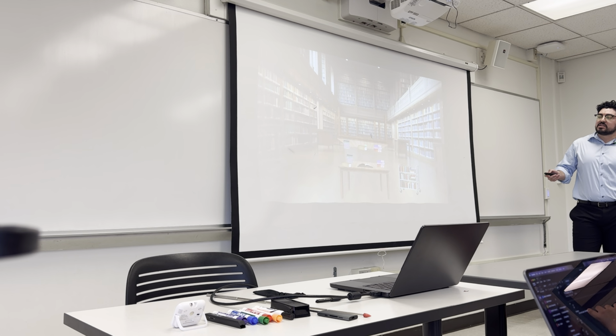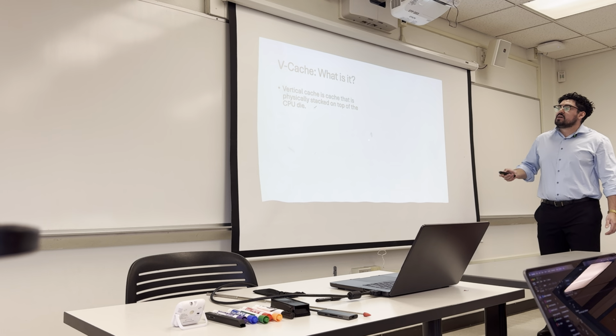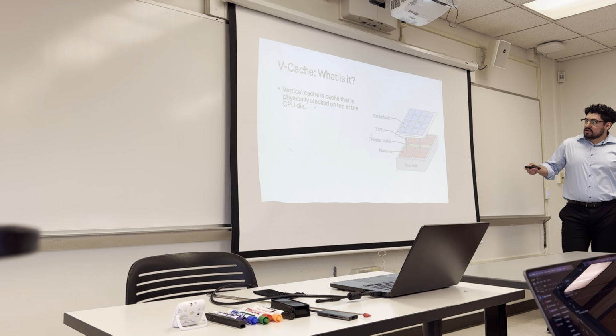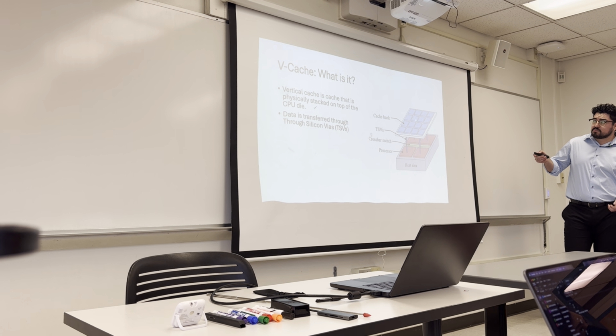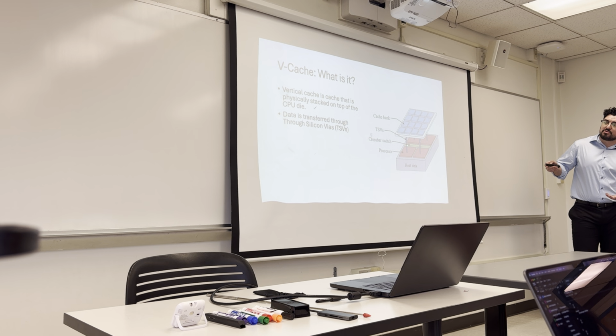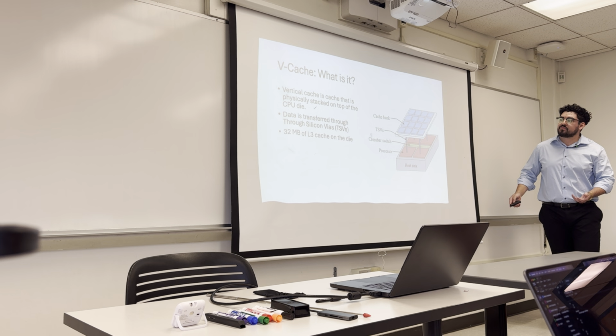So Vcache, what is it? Vcache, or vertical cache, is cache that is physically stacked on top of the CPU die. Now here we have a 4-core representation of a CPU and a cache bank. In this case, for AMD CPUs, this is representative of about 64 megabytes of extra cache that are connected to the CPU die via these what are called through silicon vias, or TSVs. This is where the data is transferred through.